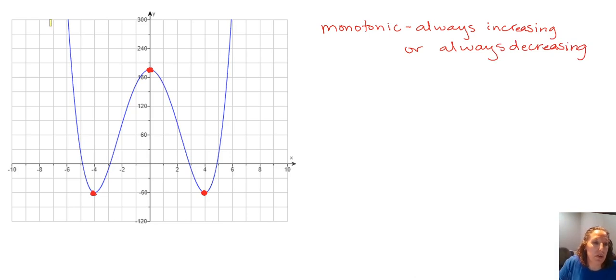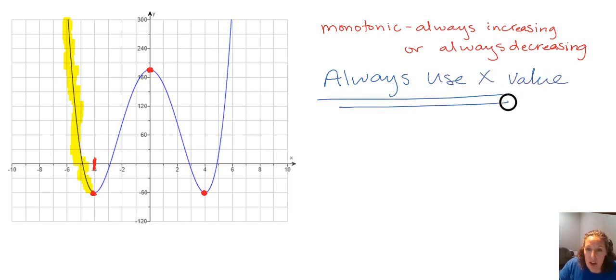All right, so the first thing we're going to do is look at this piece of the graph to the left of our first point. And to find the interval for that piece, we're going to zoom in just on the x-axis at that point. And that point has an x value of -4. It doesn't matter what the y value is, because when we're looking for intervals of increasing and decreasing, we're only looking at the independent variable. So we're only looking at x. So we're going to always use the x value.